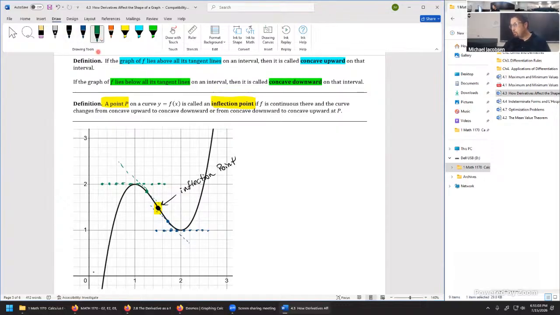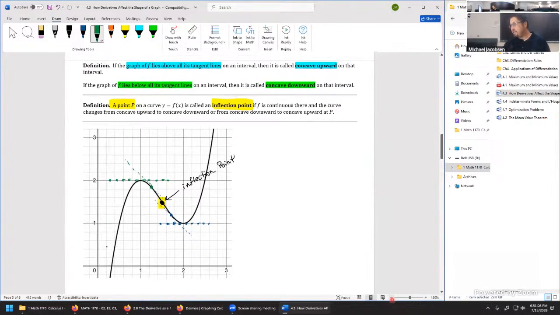It looks like around this region, let me scroll or zoom out just a bit. Around this region, up to wherever that concavity point is, this looks like it's concave down. The graph is below its tangent lines. And from this region onward, it looks like it's going to be concave up. In other words, the graph lies above the tangent lines. So that's our definition for concavity.